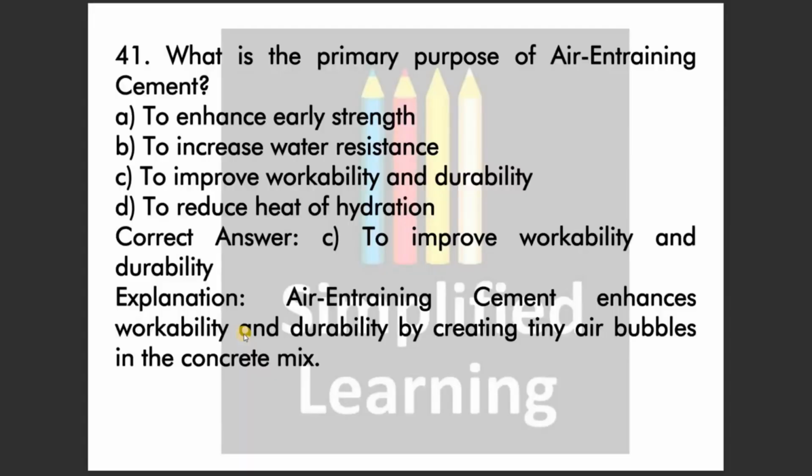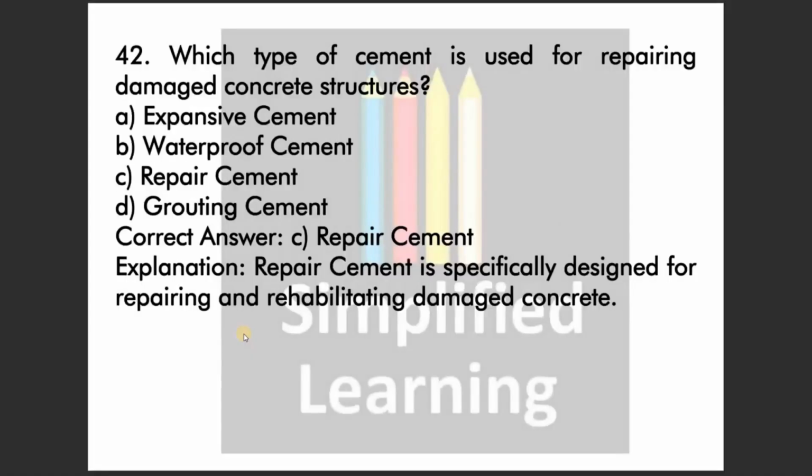Then what is the primary purpose of air entraining cement? The sole purpose of air entraining cement is to improve workability and durability of the concrete mix. Then which type of cement is used for repairing damaged concrete structures? Then we will be using repair cement. Okay, by the gunniting and grouting method, we are going to use repair cement for that.